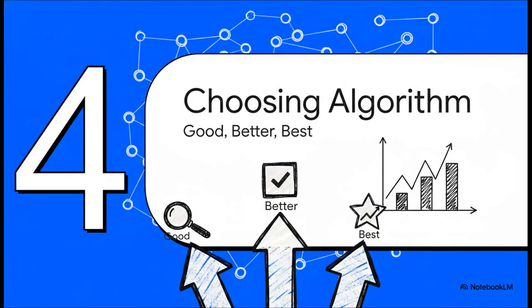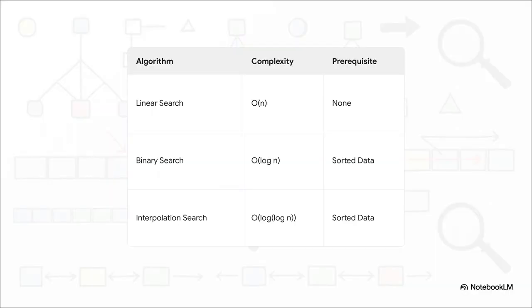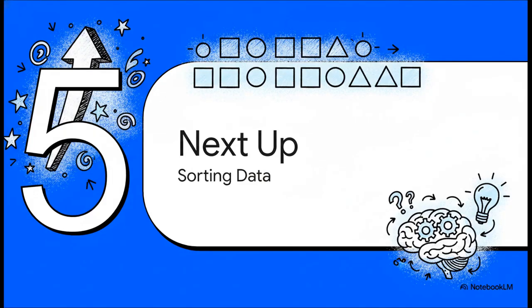So, part 4, choosing your algorithm. Let's take a step back for a second and see how these 3 stack up head to head. Looking at this matrix, I really want to draw your attention to the prerequisites column. While interpolation and binary searches offer that explosive, mind-bending speed, they strictly demand that the data be sorted beforehand. Without sorted data, we're stuck in the slow lane with linear search. Which brings us to part 5.